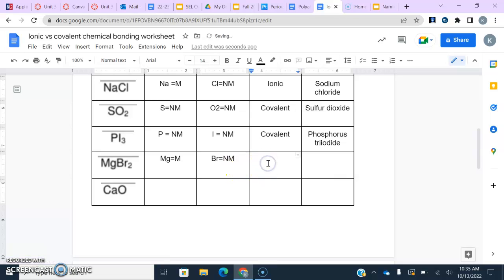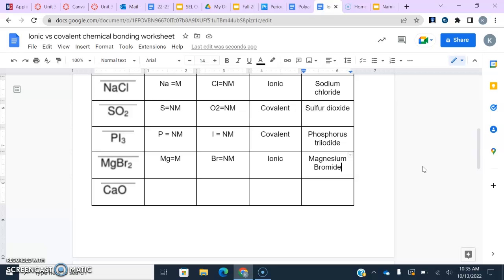All right, so here we have a bond between a metal and a nonmetal. The electrons are going to be transferred. It's ionic. Now, we have to do our ionic bonding names, okay? So we're going to have the name of the metal first, which is magnesium, and then the name of the nonmetal or the anion second, which is bromine. But remember that ine has to be changed to ide, so it's magnesium bromide.